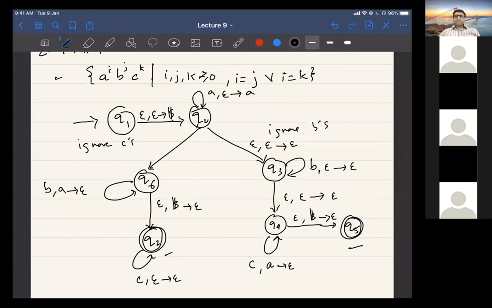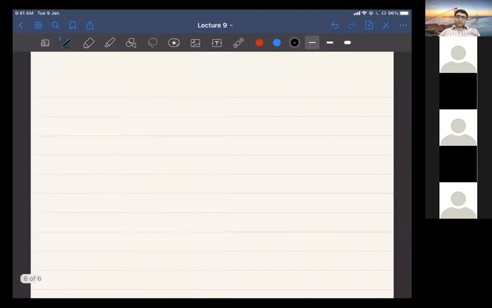Is this thing clear? Yes, sir. Sir, could you please show us how to write the transition function for a PDA in tabular form? You started it in the last lecture, but you didn't complete it. Yeah, so let us do it. Let me do it for the first example.